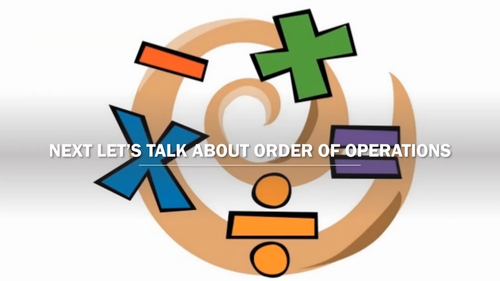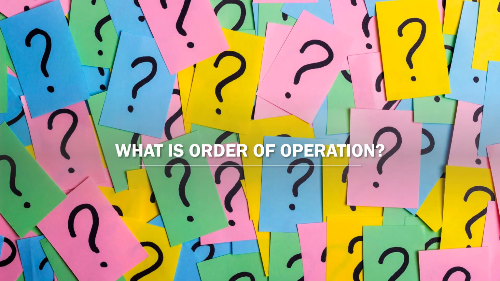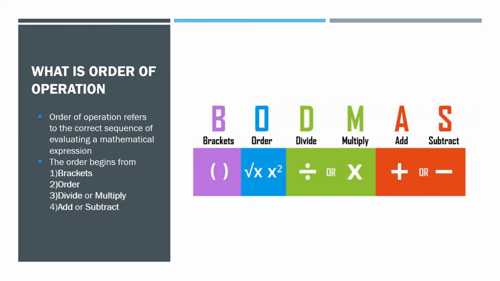Now let's talk about order of operation. What is order of operation? Order of operation refers to the correct sequence of evaluating a mathematical expression. The order begins from brackets, order, divide or multiply, and finally add or subtract. And you would have to evaluate from left to right.